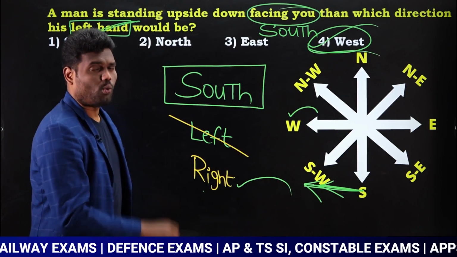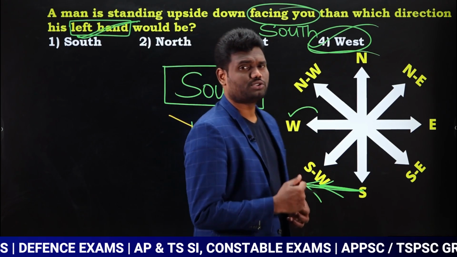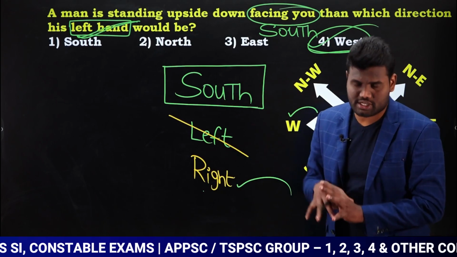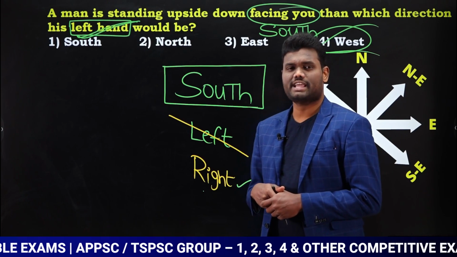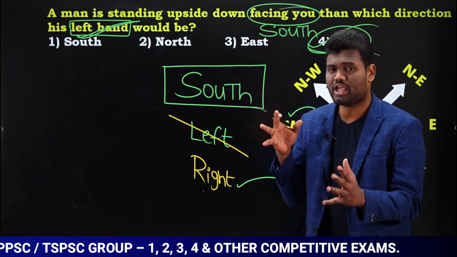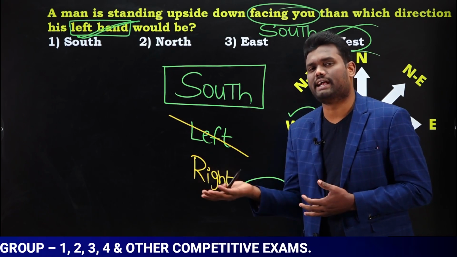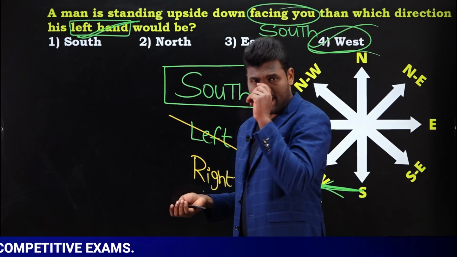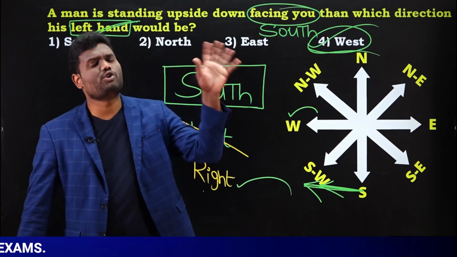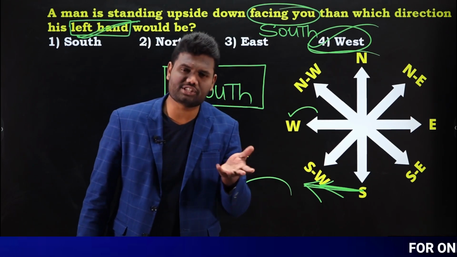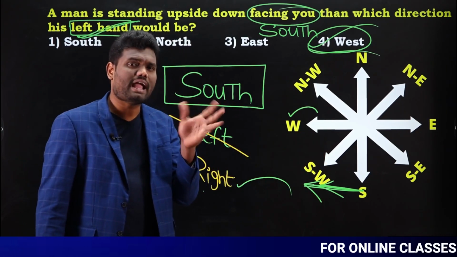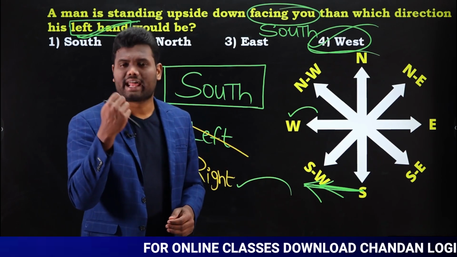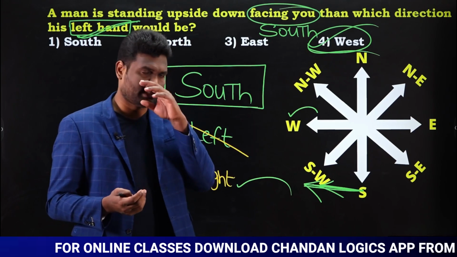Is it clear? Whenever you have questions based upon upside down, instead of doing the upside down, simply change the hand. If it is given left hand, you take right hand. If it is given right hand, you take left hand. That's it. You're going to get the answer in a fraction of seconds. Even if you do the upside down, it's a waste of time, you'll get the same answer. Left hand is given, take right hand. Right hand is given, take left hand. That's it.